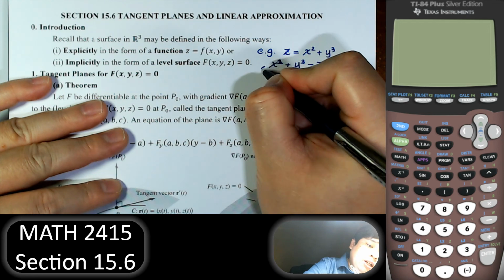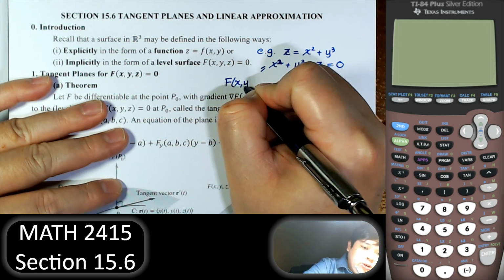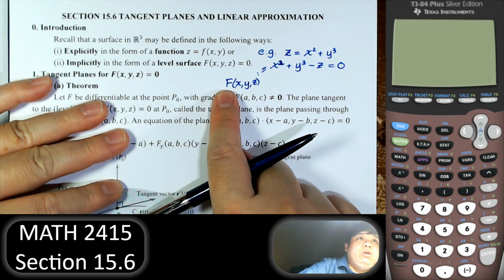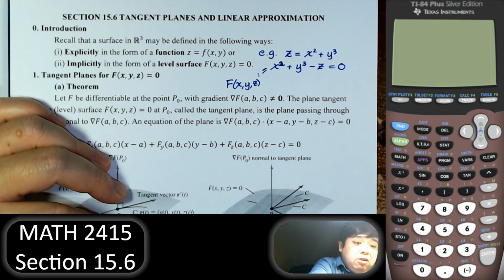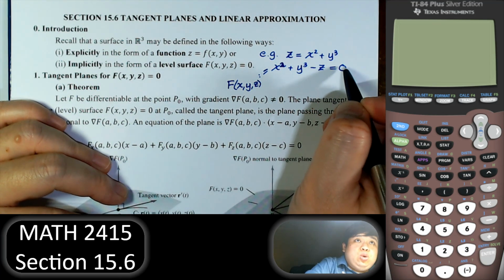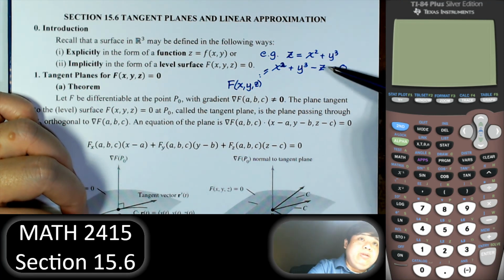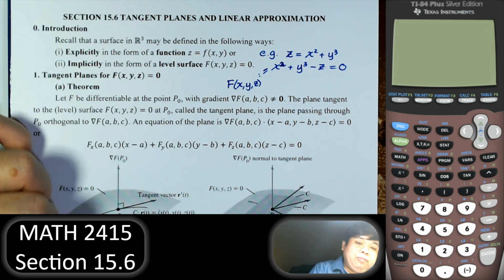And we will make that function of three variables equal to 0. So we have a level surface because that is equal to a constant. Right. So we represent a surface two different ways, and there will be two different ways to find the equation of a tangent plane.